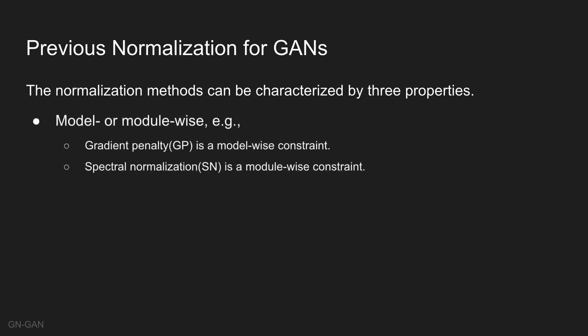The first one is the model-wise or module-wise property. For example, gradient penalty considers discriminator as a general function. So we think gradient penalty is a kind of model-wise constraint. In contrast, spectral normalization is applied on each internal layer of discriminator. So the spectral normalization is a kind of module-wise constraint. And in Theorem 5, we prove that the module-wise constraint may overlimit the Lipschitz constant of discriminator. So we argue that model-wise constraint has better model capacity.